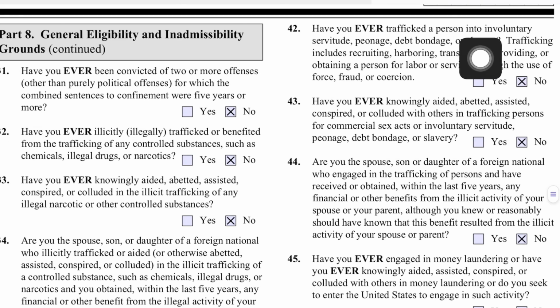Have you ever trafficked a person into involuntary servitude, peonage, debt bondage, or slavery? Trafficking includes recruiting, harboring, transporting, providing, or obtaining a person for labor or services through the use of force, fraud, or coercion. No. Have you ever knowingly aided, abetted, assisted, conspired, or colluded with others in trafficking persons for commercial sex acts or involuntary servitude, peonage, debt bondage, or slavery?